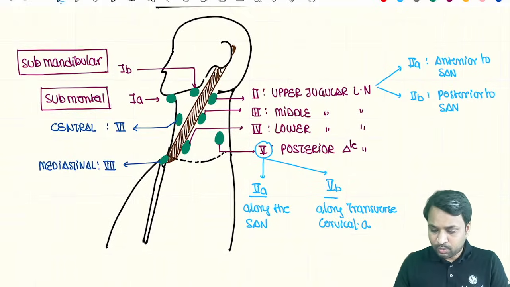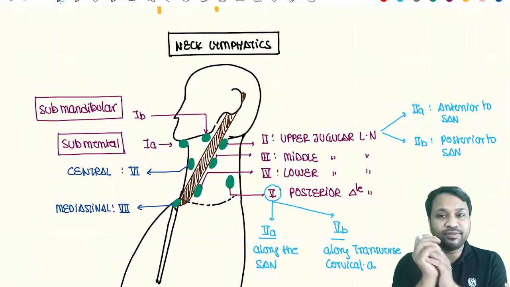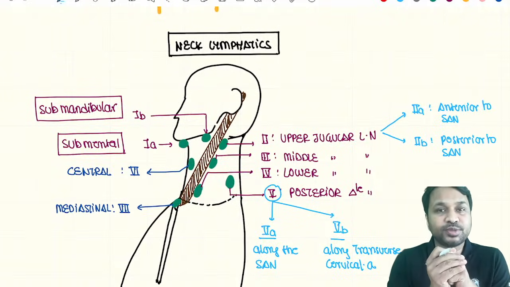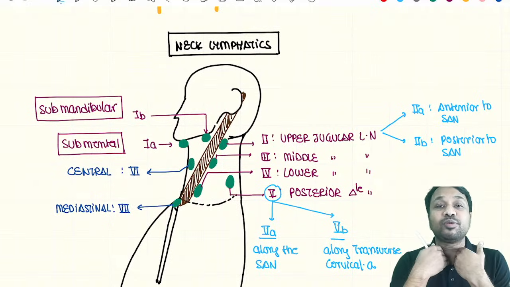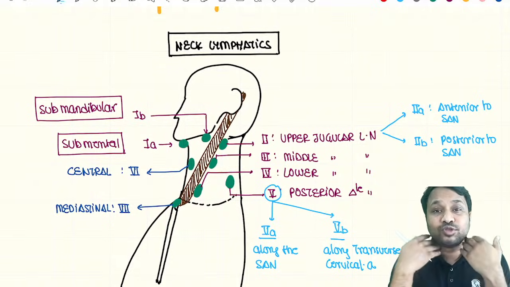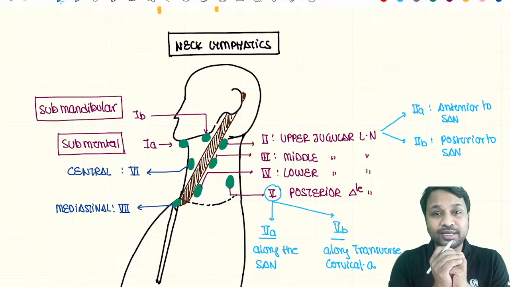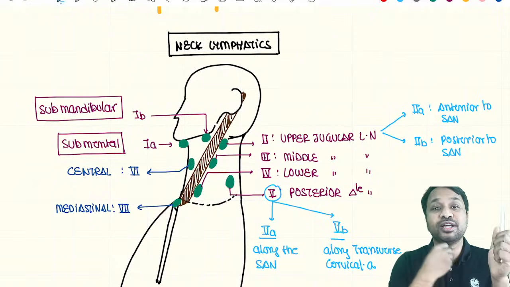Right? Now, why do you want to know all these levels of lymph nodes? Because there are specific drainages. For example, level 6, the central group of lymph nodes, is the group that drains thyroid malignancies. So whenever you're doing a thyroid surgery, you have to remove level 6 if it is involved.